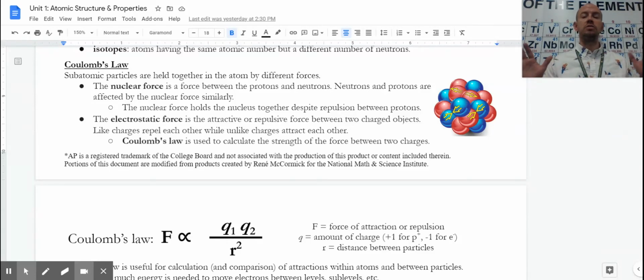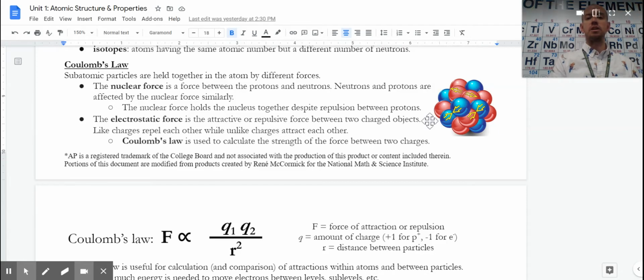Coulomb's law was always thought of as a physics concept until AP Chem redesigned its curriculum in about 2014, really focusing on an understanding and an ability to explain what's happening within atoms, and between subatomic particles. So when we look at an atom, we have our protons, neutrons, and electrons.